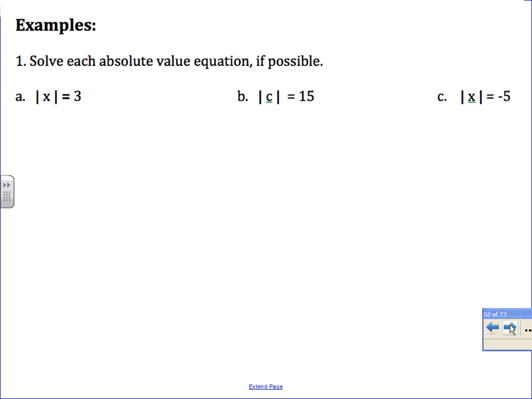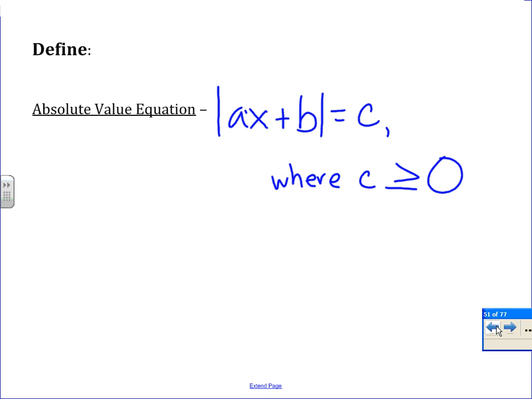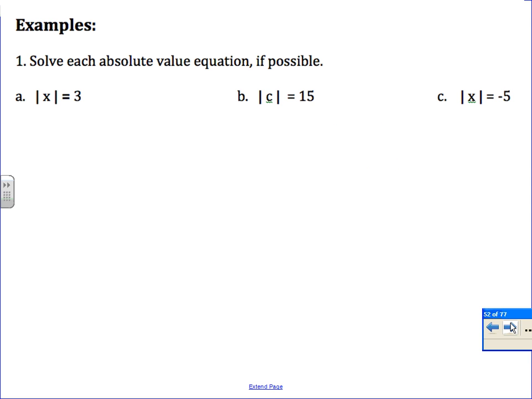it says solve each absolute value equation if possible. So the if possible part means, if we look back at the general form, when it's in this general form, that c has to be greater than or equal to 0. It has to be positive. You're going to probably find this really, really simple once I explain this. So let's look at just a basic example. The absolute value of x equals 3.